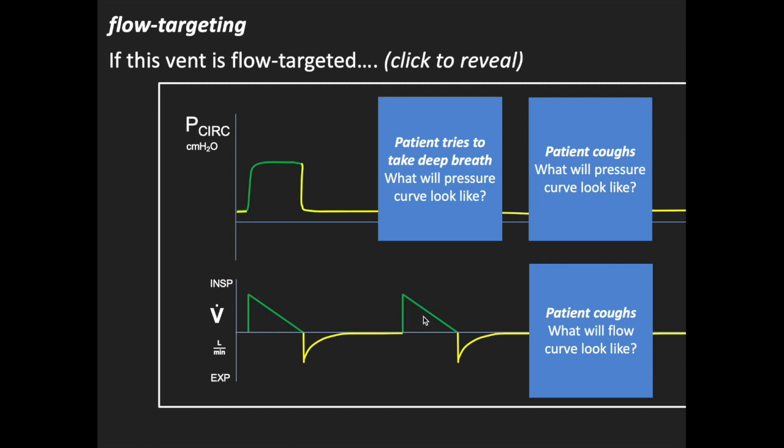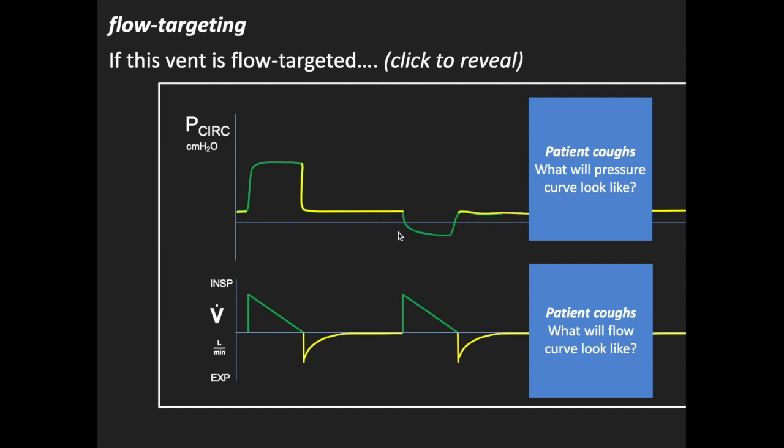One of the things I like to say is that if you are in a flow targeted mode, flow should always look the same, pressure be damned, or pressure can look like whatever it's going to look like. On the other hand, if you're in a pressure targeted mode, pressure should always look the same, and flow be damned. Flow is going to look like whatever it's going to look like. So in this case, the flow curve is the same because you're in a flow targeted mode. The pressure curve will look like this if the patient tried to take a big deep breath in, right?